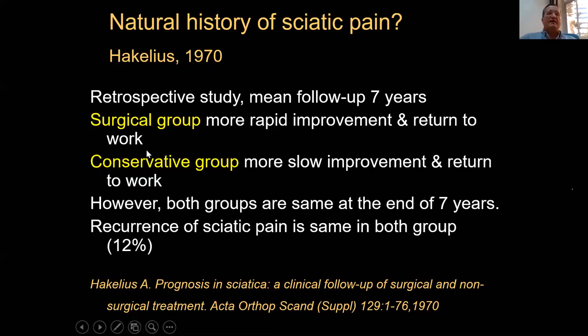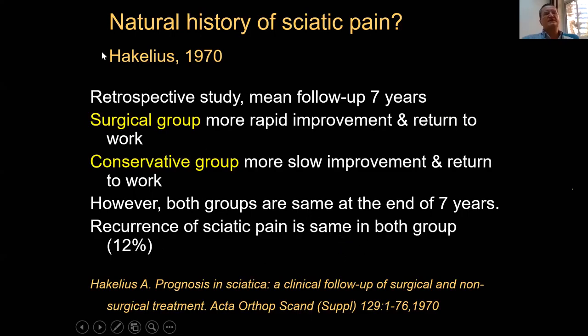It is from 1970, Hakelius has done a 7 years follow-up and comparison of two groups, surgical group and conservative group. Surgical group had more rapid improvement and return to work, but conservative group had slower improvement and return to work. However, both groups were same at the end of 7 years. And the recurrence of sciatic pain was same in both groups, 12%.